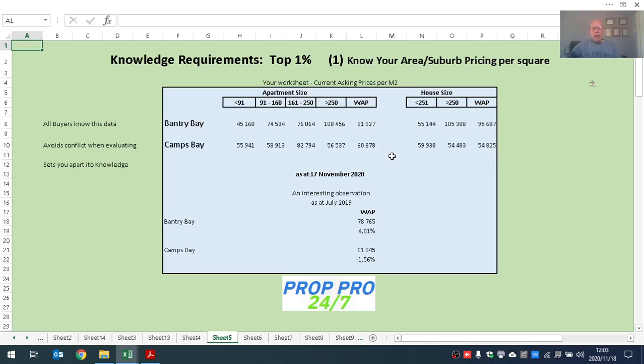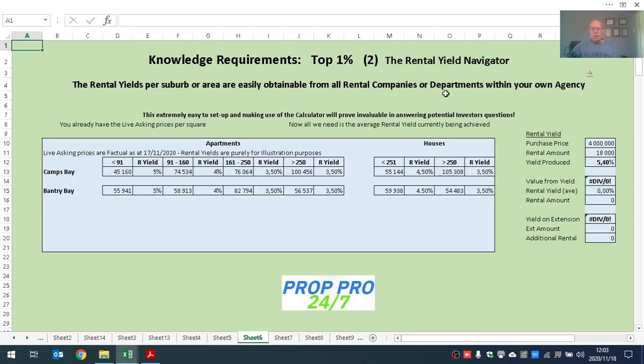But this type of data is invaluable for an estate agent, and you will have to source it manually unless you subscribe to a company like ours that produces these figures for you. You'll have to do it monthly, but it will not take you more than 1 day. Let's have a look at point number 2 of the essential knowledge requirements.